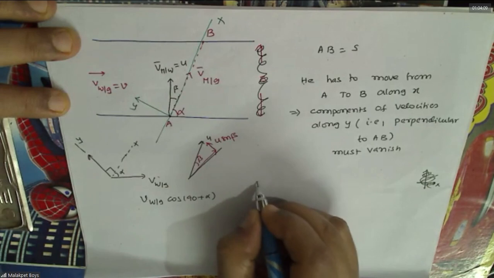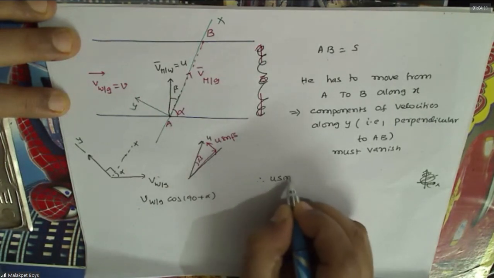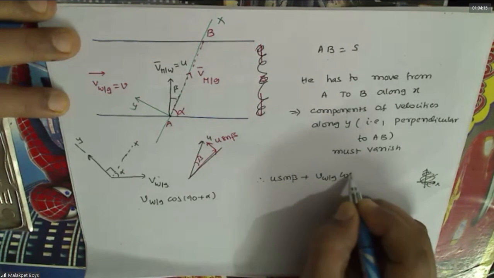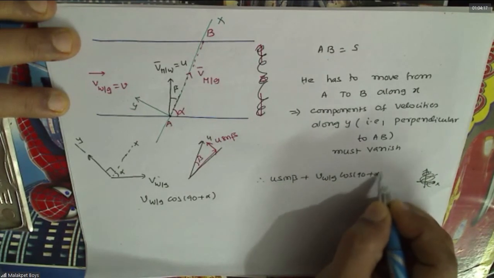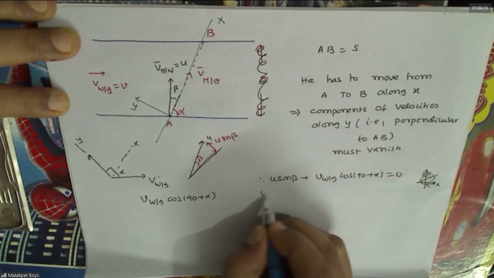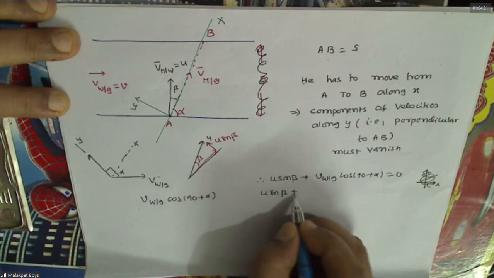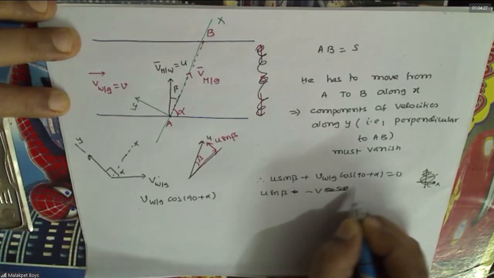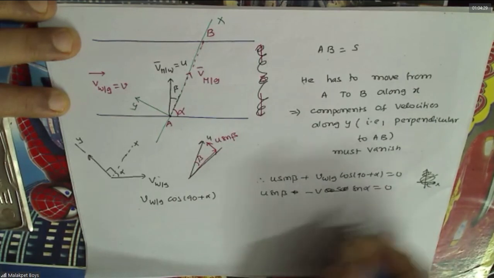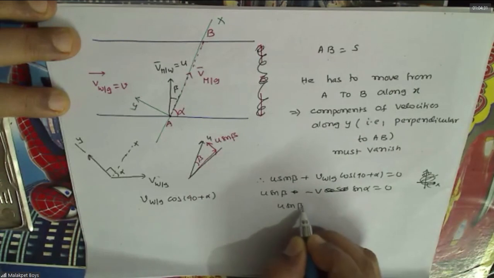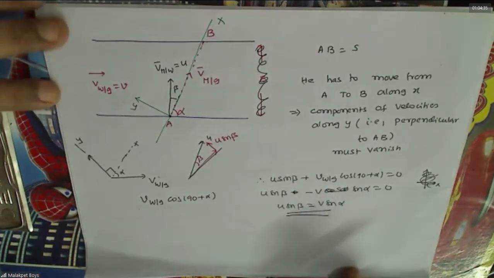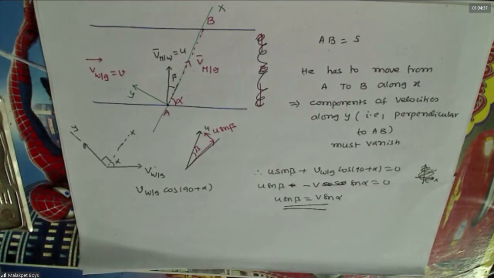Therefore, the sum of the velocities along y must nullify. Do you agree with this? U sin beta minus V sin alpha, sorry, sin alpha. That means U sin beta must be equal to V sin alpha. Got this?